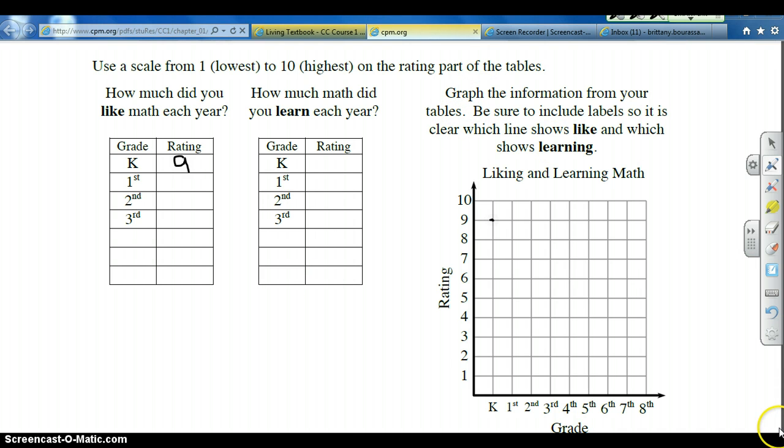The directions for the graph say, graph the information from your tables. Be sure to include labels so that it is clear which line shows like and which shows learning. That's going to be up to you to decide what you prefer to do for your labels and drawing a clear distinction between the data you're showing for liking and the data you're showing for learning.